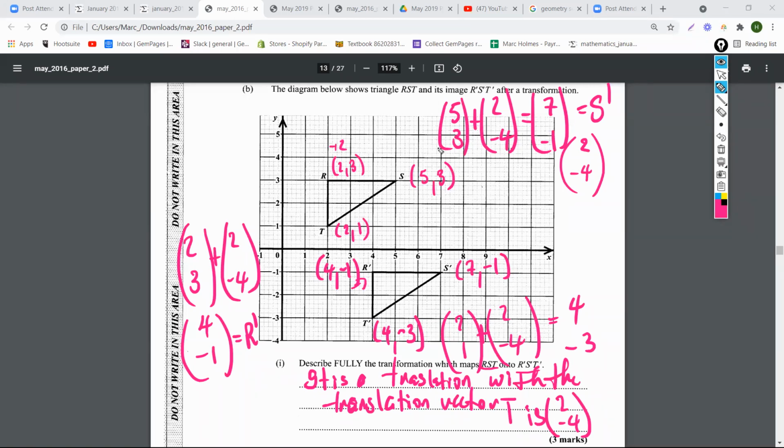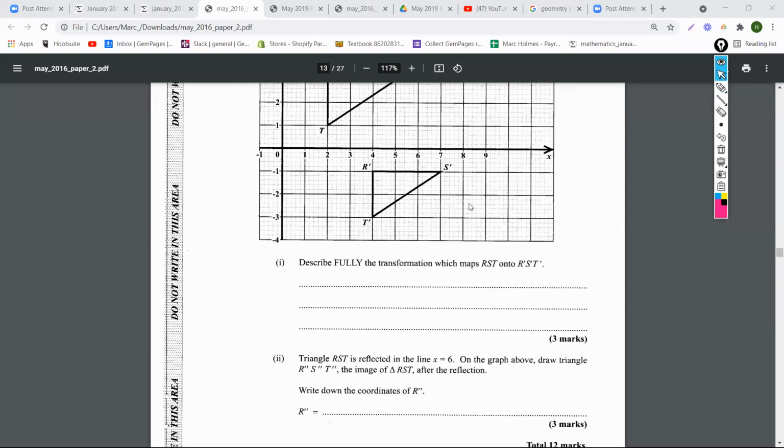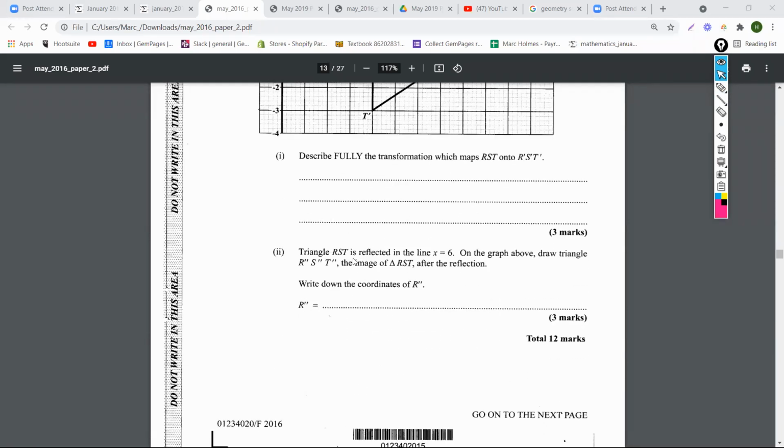Okay, cool. All right, guys, so we can move on from this then. And let's go down some more to the next question. I think this is really easy, to be honest. But let's look at this. It says triangle RST is reflected in the line x is equal to 6. Cool. So let's read that one more time. Triangle RST is reflected in the line x is equal to 6.